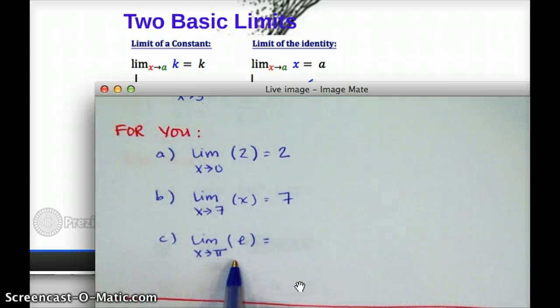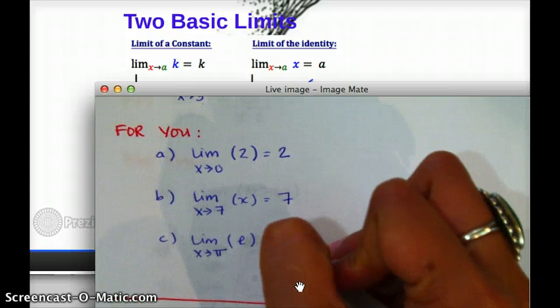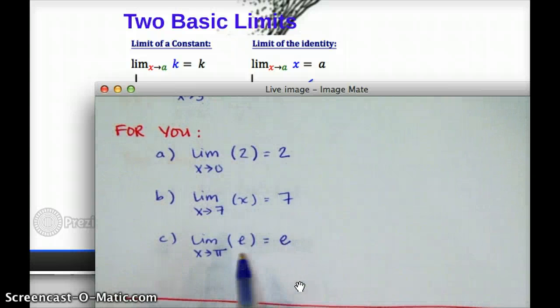Finally, I tried to trip you up here. E, as you will remember, is a number. So it turns out that the limit as x approaches pi of e, this is a limit of a constant because it looks like a variable, but e is actually a number. So we're taking the limit of a constant number, and that constant number has to be the answer.